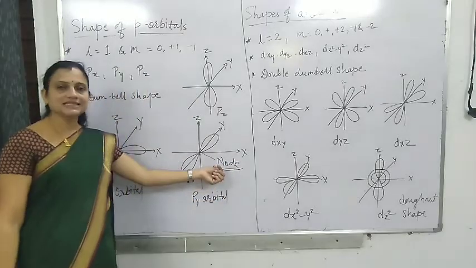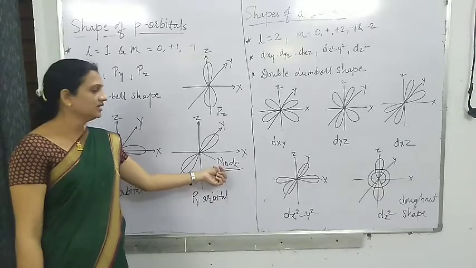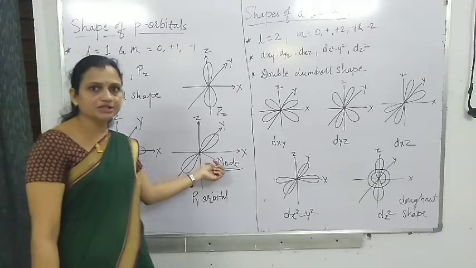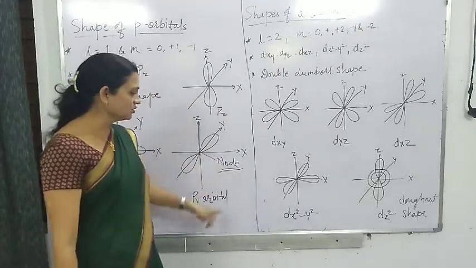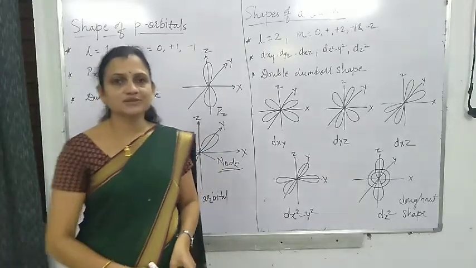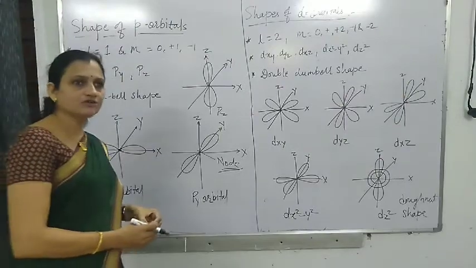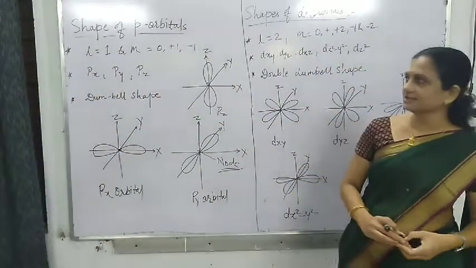We have already seen in our previous classes that one nodal point is there. At that nodal point, the probability of finding an electron is minimum or 0. So this is the very simple explanation of the p orbital. The value of L is equal to 1 and m has three values: 0, +1 and -1.